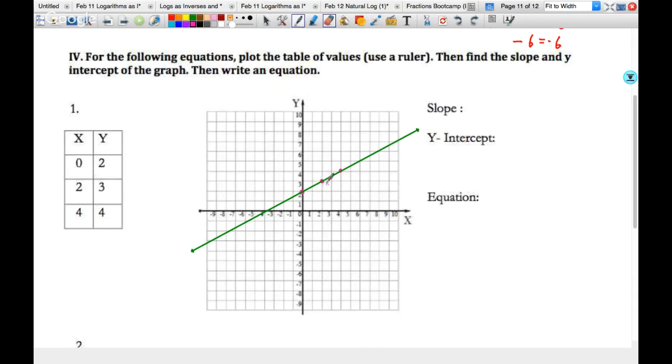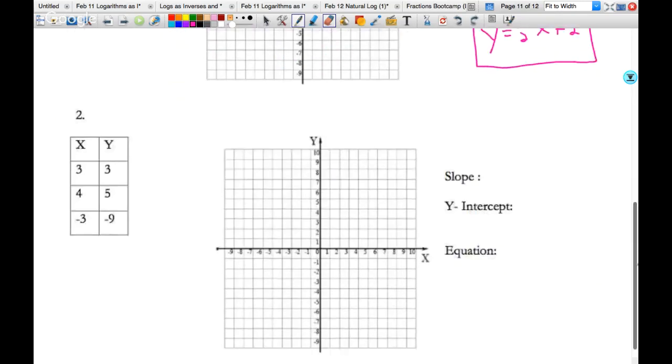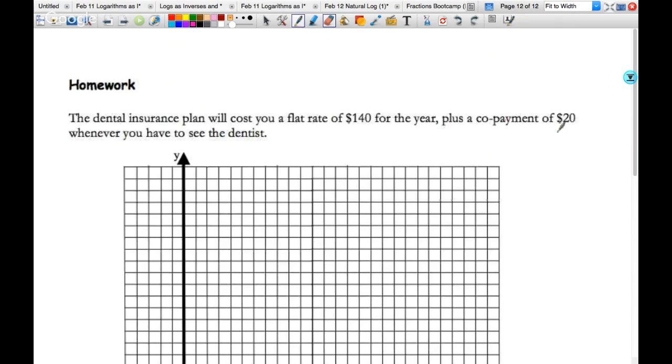The slope, let's connect 2 points with a slope triangle. This triangle goes over 2, up 1, so our rise over run is 1 over 2. The y-intercept, I see it crosses right there at 2, so the y-intercept is 2. But now we've learned that slope is our m value, y-intercept is our b value. So if I fill those into y equals mx plus b, I'll get the equation y equals 1/2 x plus 2. Just like that. Now we've been able to go from a table to an equation by using a graph. I'll let you try that one there.